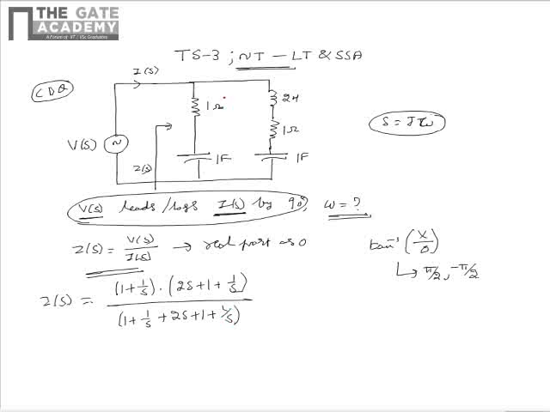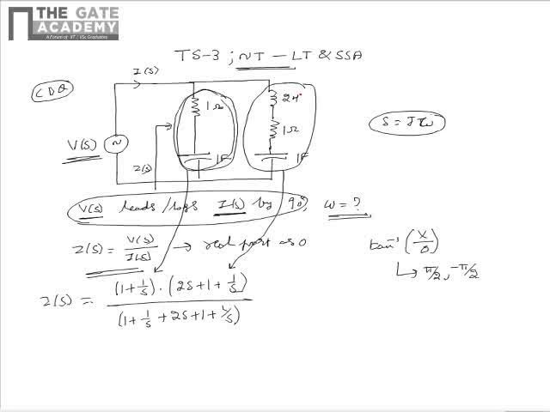This is due to the reason that as 1 ohm resistance and 1 farad capacitance are connected in series, the equivalent impedance is 1 plus 1 by S. Similarly, 2 Henry inductor, 1 ohm resistance and 1 farad capacitor are connected in series. Their equivalent impedance is 2S plus 1 plus 1 by S. So the impedance as seen from the source terminals can be written as Z of S is equal to this impedance multiplied by this impedance divided by sum of these two impedances.